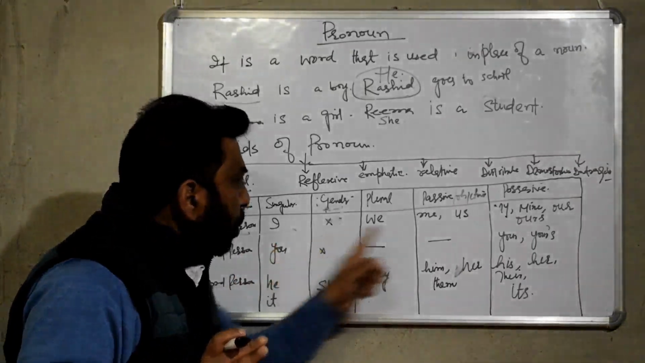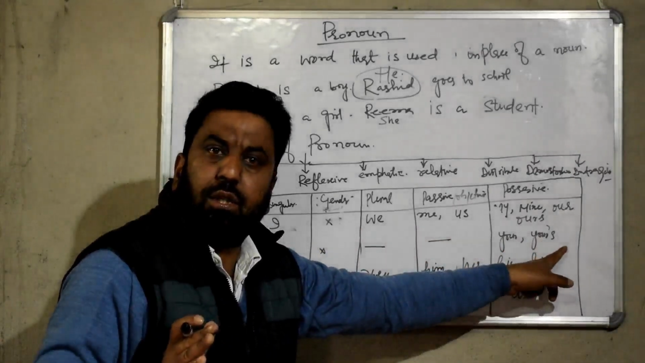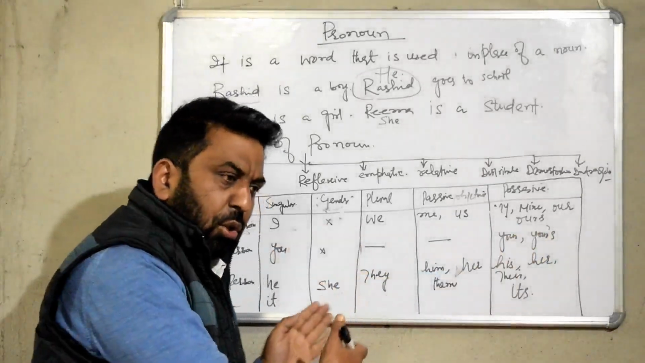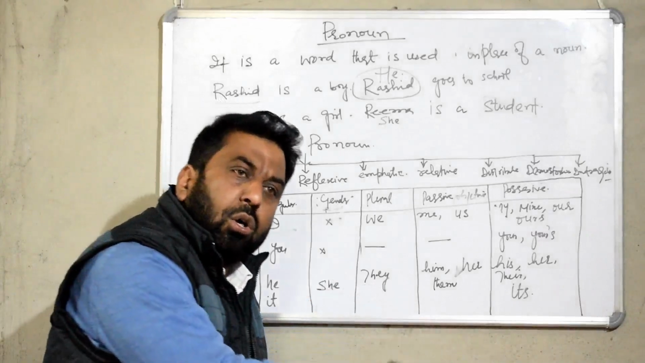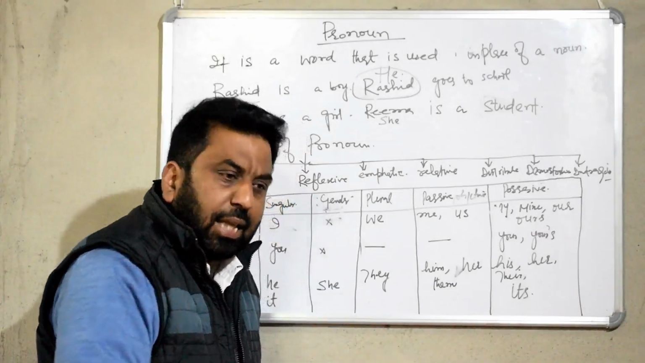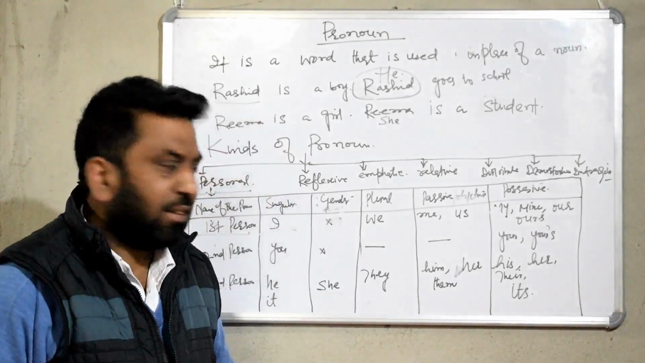Similarly, you has a possessive. It changes from you to your or yours. You are a boy, you read in this school, now this is your school, or this pen is yours.